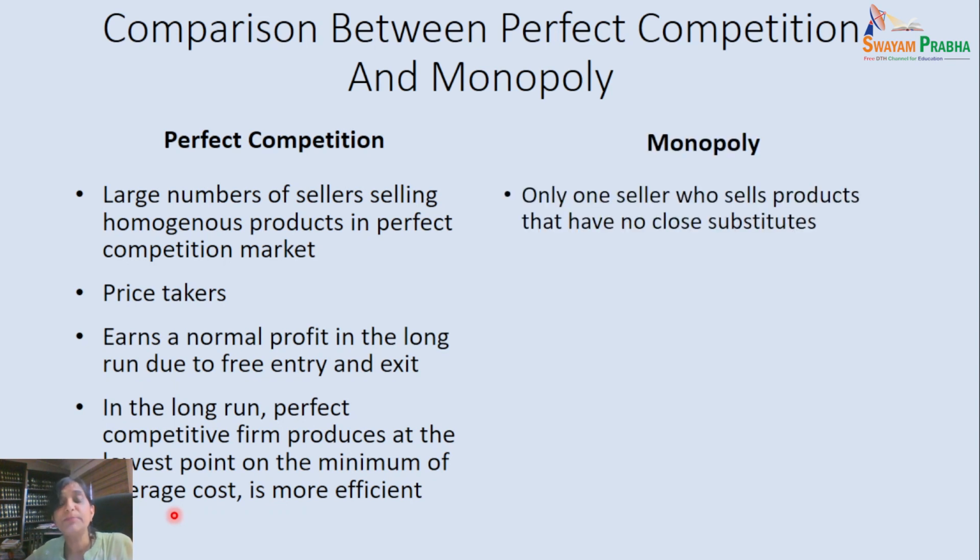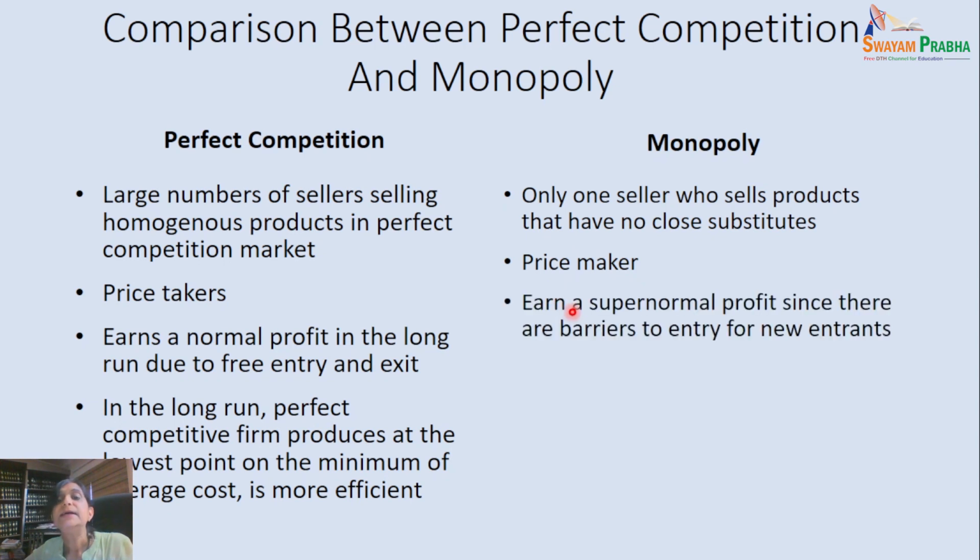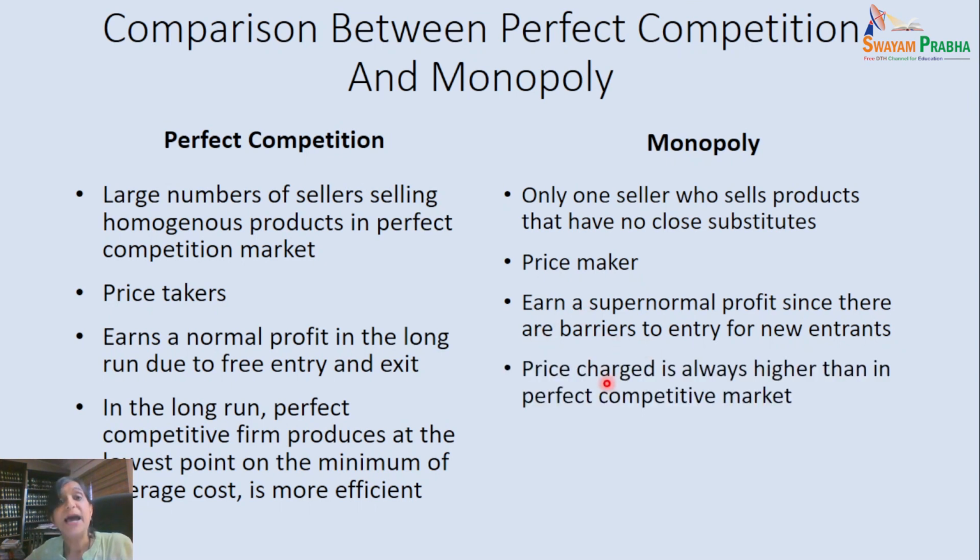When we talk about monopoly, we said there is only one seller and there are no close substitutes. The firms are price makers because they are the only sellers. The firms earn supernormal profits in the long run because there are barriers to entry of new firms. Price charged in monopoly is always higher than in perfect competition.